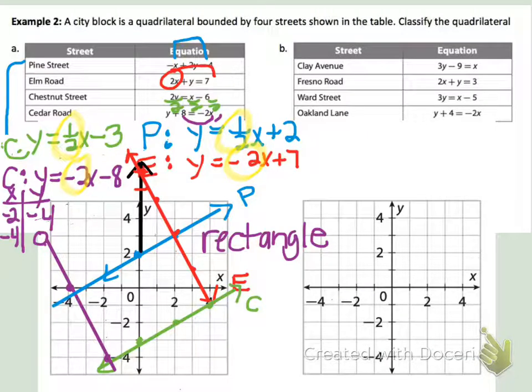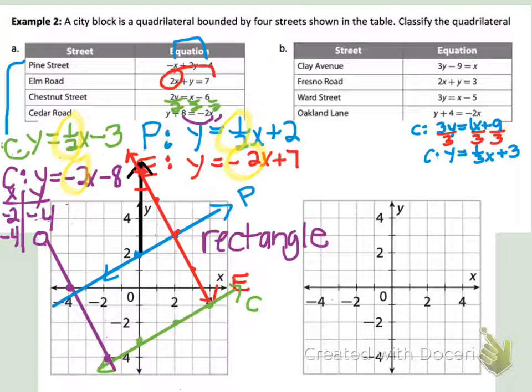So let's see, the first one, Clay Avenue. If I'm going to put this in slope-intercept form, I'm going to have to add the 9 to both sides. So that makes 3y equals x plus 9. And then we divide everything by 3. That makes Clay Avenue the equation y equals 1/3 x, since there's only a 1 in front of the x, and then reduce the 9/3 to 3. So that's Clay Avenue.